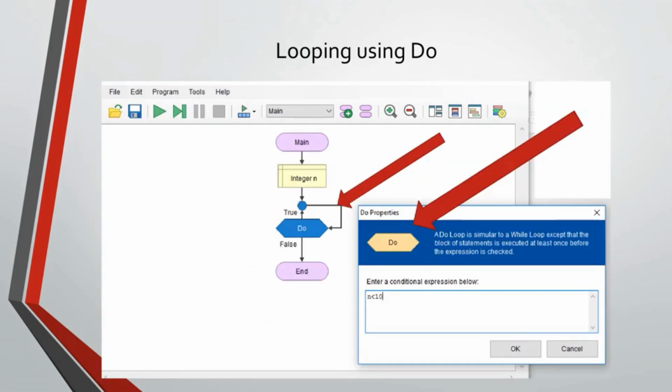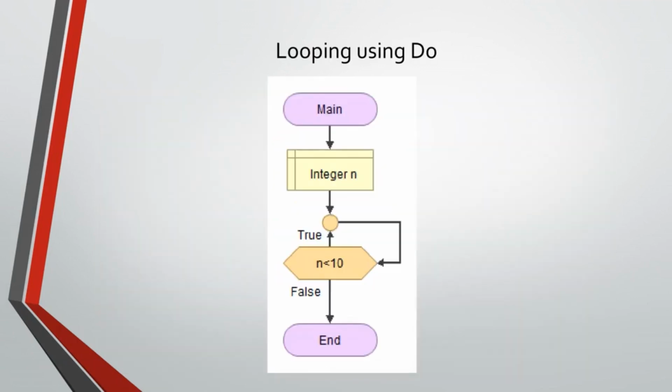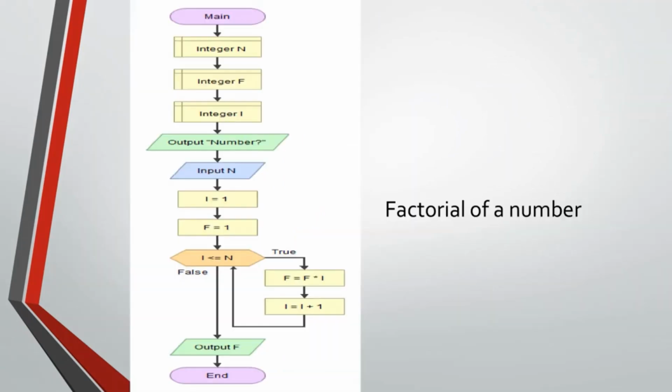Looping using do. In do loop, the condition is checked after executing loop once. In while loop, the condition is checked before the execution of loop. This is the main difference between while and do loop. The counter and other things are same in both.